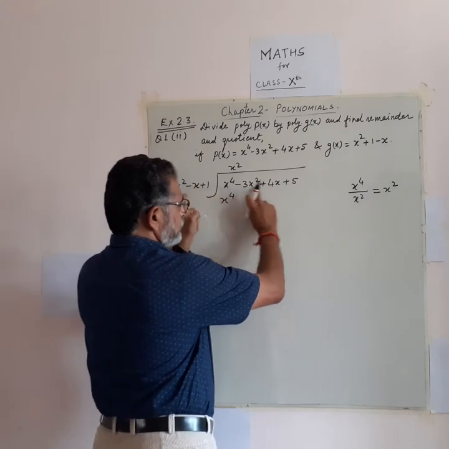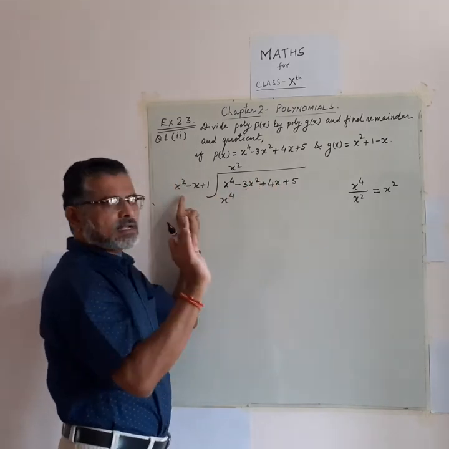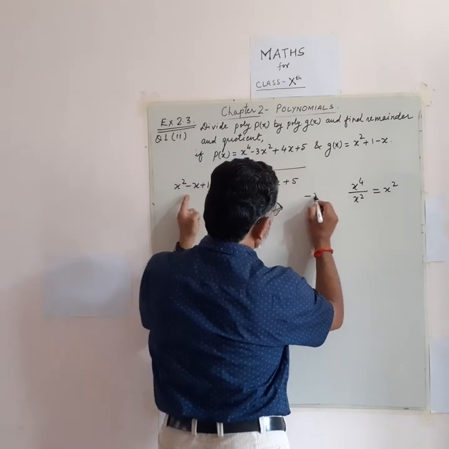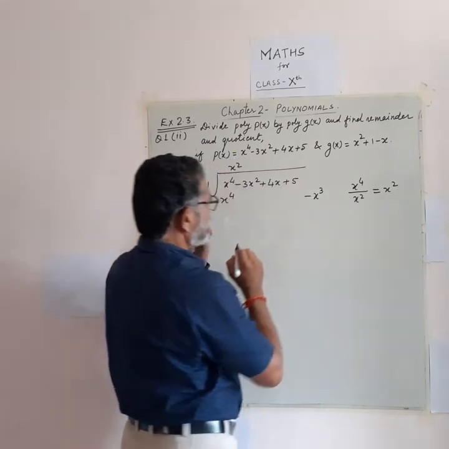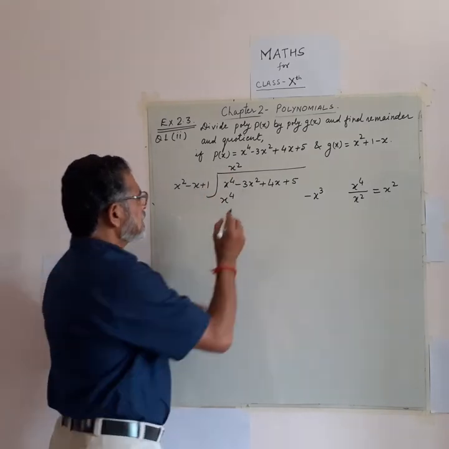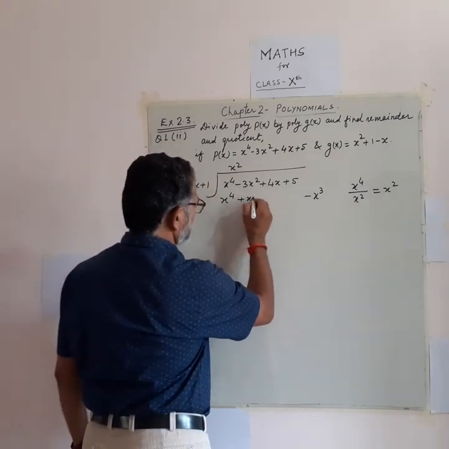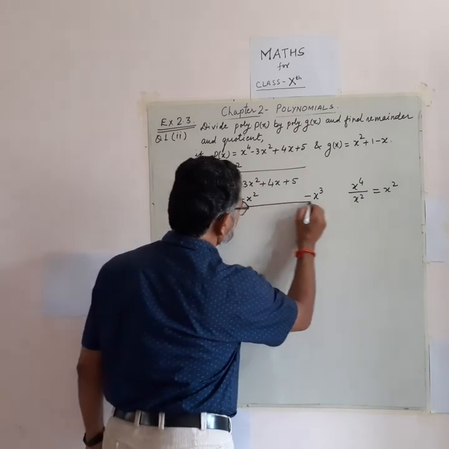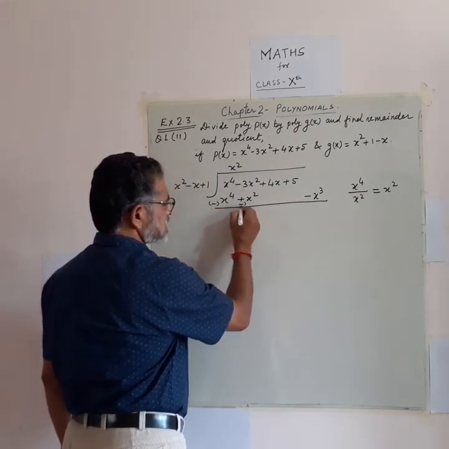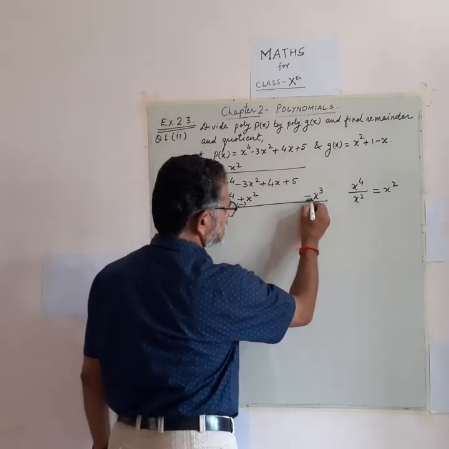But in p(x), there is no term containing x cube. So we write here minus of x cube. इसको हम separate लिख लेंगे यहाँ पर. Then x square multiplied with plus 1, so we get plus x square. Now after this, what do we do? We subtract this value, so the sign becomes minus and this becomes plus.